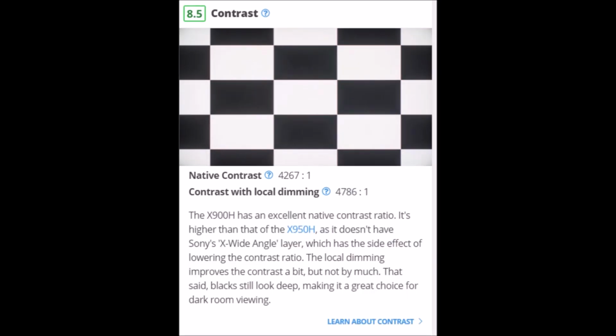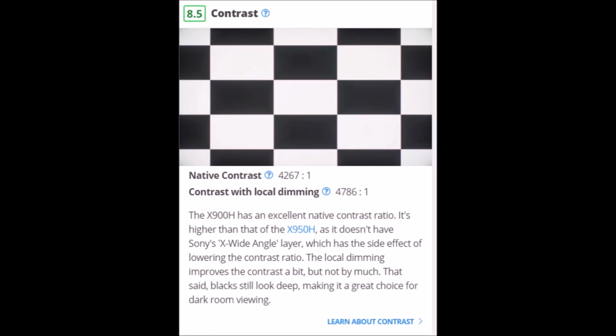The Sony TV only has 32 or less local dimming zones, right? The native contrast of this TV is excellent. It's 4,267 to 1. The contrast with local dimming boosts it up to 4,786 to 1, right? Which actually isn't that big of an increase after the local dimming, but that's probably because there's not a lot of local dimming zones.